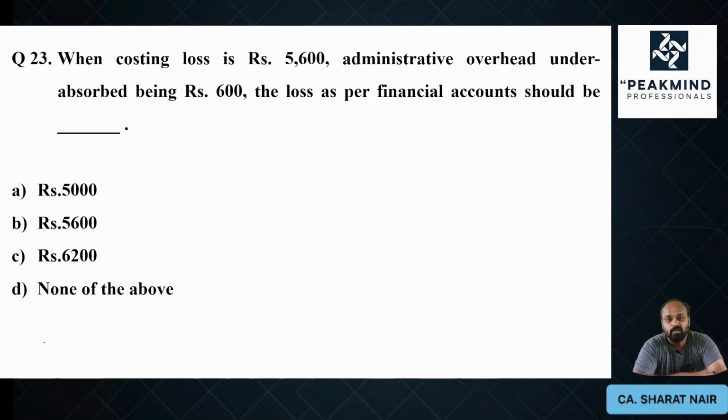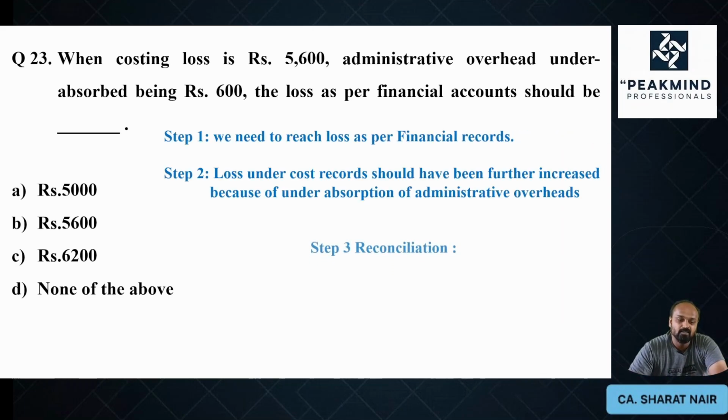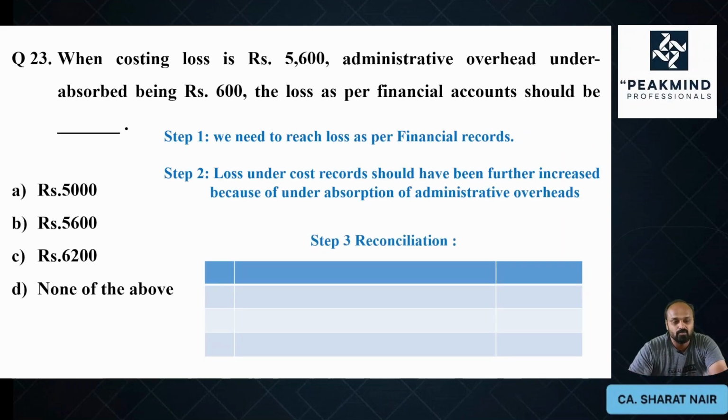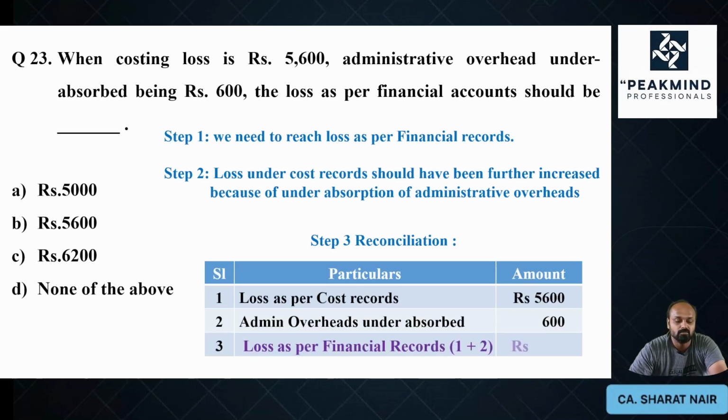They are asking us to calculate your loss as per financial accounts. Please understand, if the costing loss is 5,600 and they are saying you have absorbed overhead short by 600 rupees, which means further expenditures would have been considered under cost accounts. If that is true, my loss would have increased, which is 5,600 plus 600. So the correct answer will be 6,200. That is your option number C. I hope it is clear.